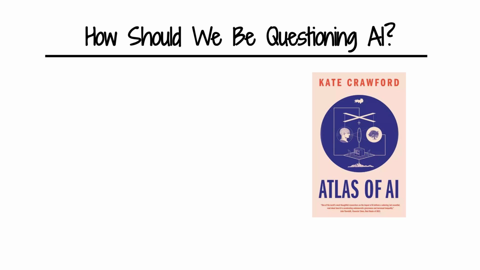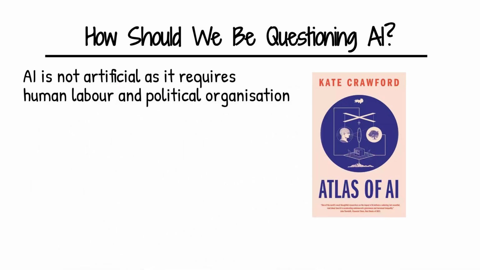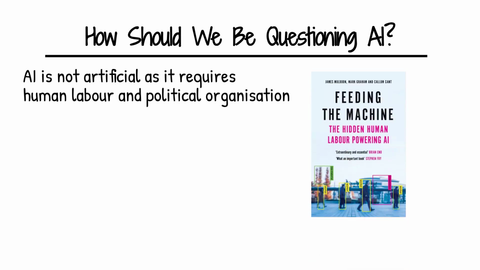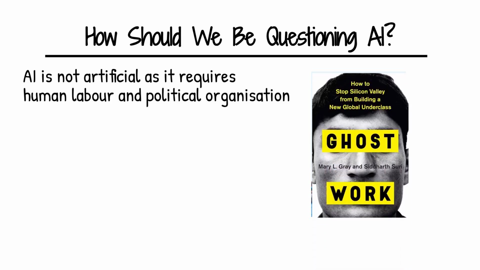Crawford explains how AI is founded on networks of human activity, i.e. the social world. It's therefore not autonomous or artificial because AI technologies require ongoing human labour to build and sustain them, which in turn requires social and political organisation. In next week's video, we'll be looking more closely at this hidden labour powering AI, in particular via two great books, Feeding the Machine by Muldoon, Graham and Kant, and Ghostwork by Gray and Suri, both of which detail in depth the new forms of work undertaken by people to keep AI systems going.